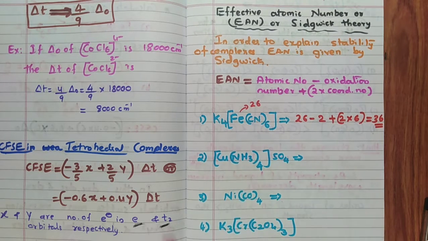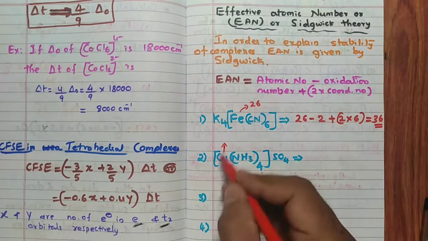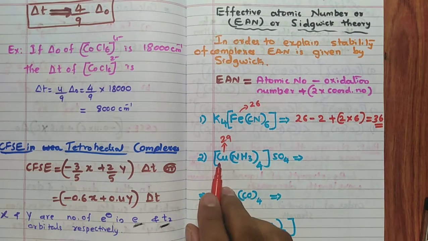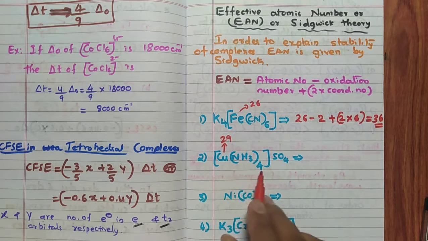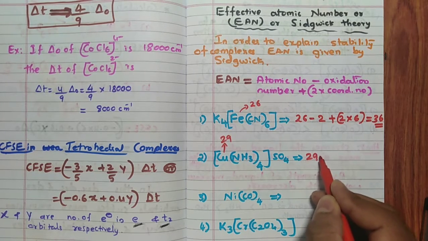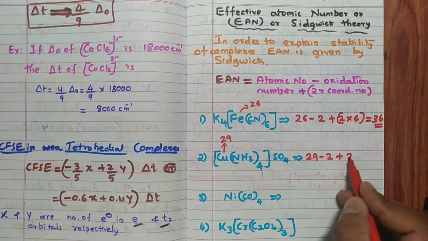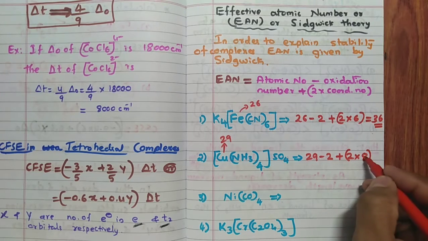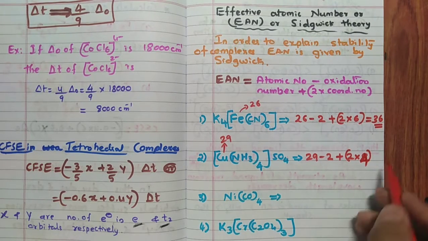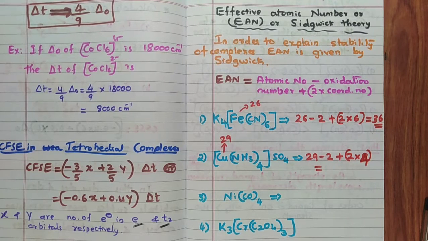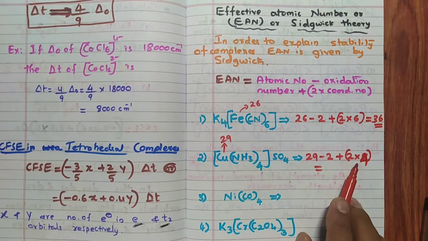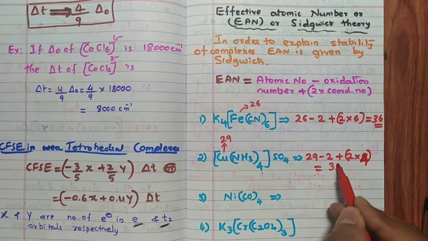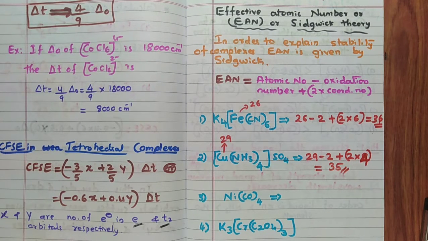For example, for this complex of copper, the atomic number is 29. What is the oxidation state of copper? SO4 is minus 2, so plus 2. NH3 is a neutral ligand. So Cu is plus 2. So 29 minus 2, the oxidation state, plus 2 into 4, because the coordination number is 4 here. So you are going to get 29 minus 2, that is 27, plus 8, 35. See, 35 is less than 36, which is not equal to the next noble gas configuration. We can say that compared to this, it is less stable. But this is not the only way to determine stability.